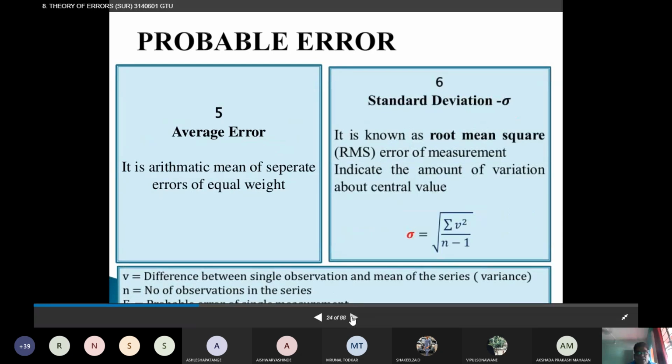Then the fifth one, average error. Average error is nothing but the arithmetic mean of the separate errors of equal weight. The sixth one is the standard deviation. It denotes sigma. It is known as the root mean square error of the measurements, which indicates the amount of variation about the central value. Sigma is equal to the square root of summation of v square by n minus 1.